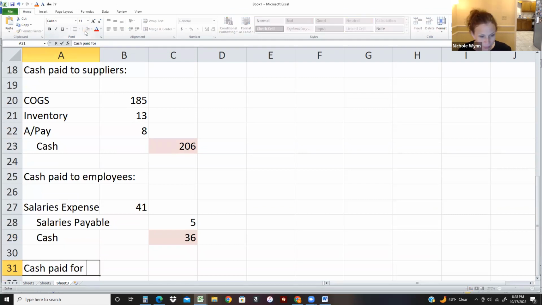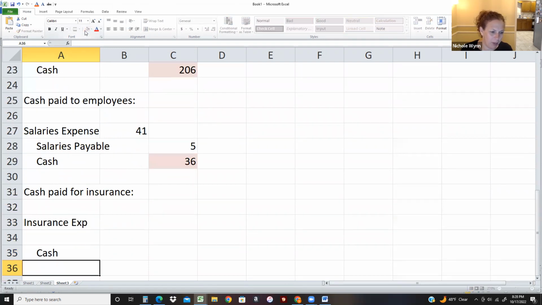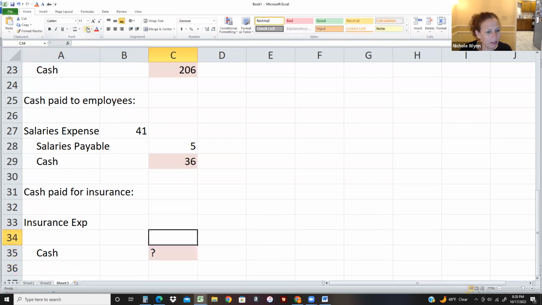And then we have cash paid for insurance. Insurance expense is always a debit. Cash paid, I don't know yet. Insurance expense on the given is 19. And then prepaid decreased. Prepaid insurance is an asset, so to make it decrease, I need to credit it. So it looks like cash paid is 10.